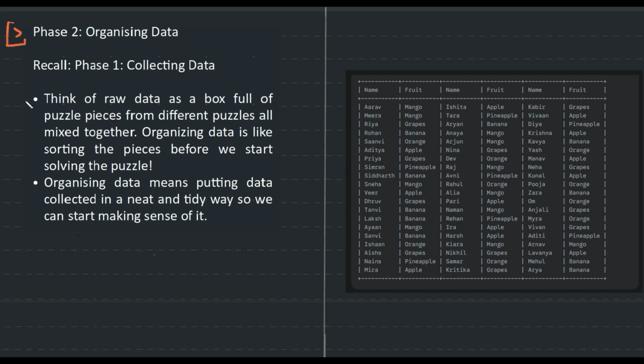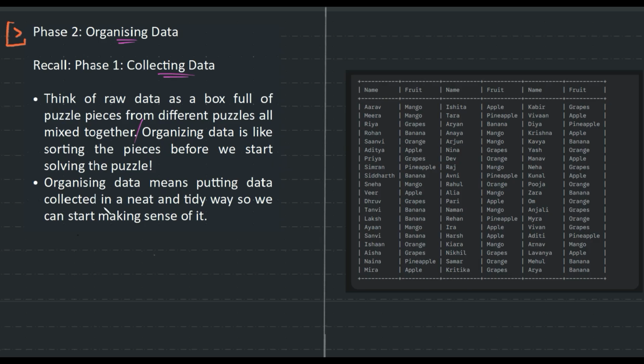To make informed decisions, the very first step that we went through is to collect data. Post collecting the data, we need to organize them. But why? Think of raw data. Raw data is a box full of puzzles, right? Puzzle pieces actually, from different puzzles all mixed together. So there are many puzzles and all of them are mixed together. So organizing data is like sorting the pieces before we start solving the puzzle.